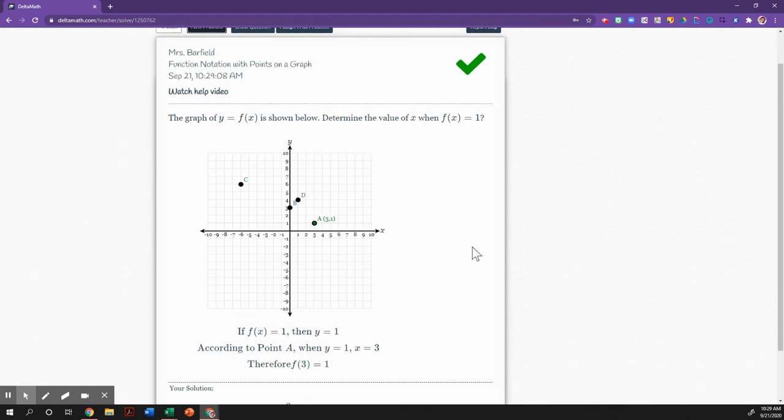So that's how you're going to do these points right here. Notice I didn't write anything down. I'm just looking at the graph and determining what my x and y values are in function notation.